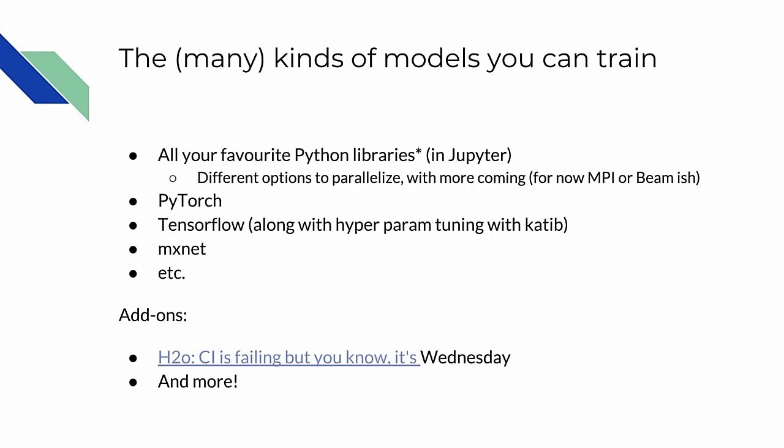Okay, cool. So we can train all kinds of different libraries and models with our different tools. If you just want to use Jupyter and train models from your Python notebooks, that's totally doable. And then you can put them in a pipeline and have them actually be reproducible. We have PyTorch jobs and TensorFlow jobs, very, very useful. And we have hyperparameter tuning that can run on top of these things.